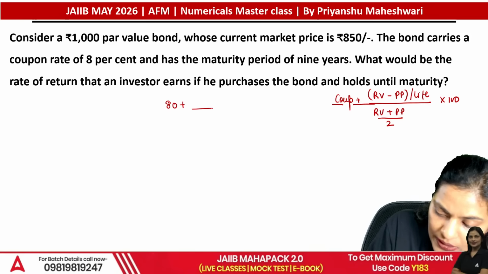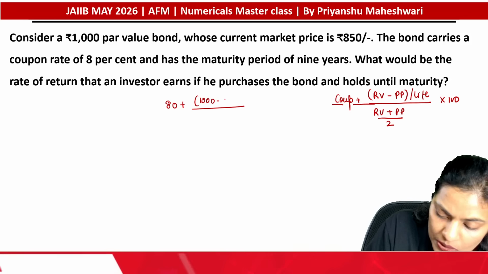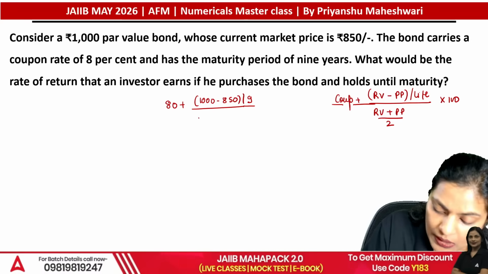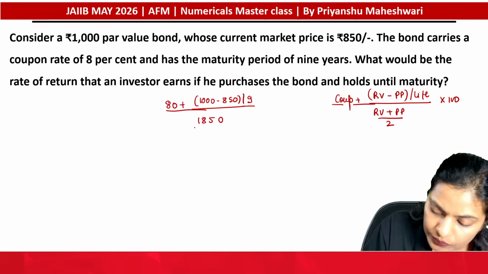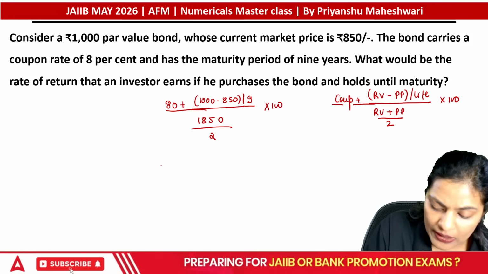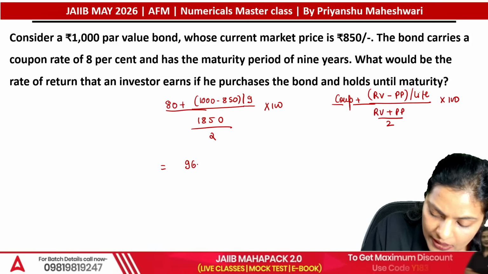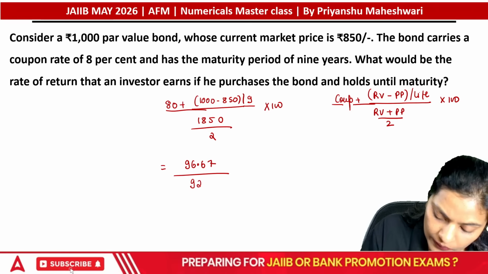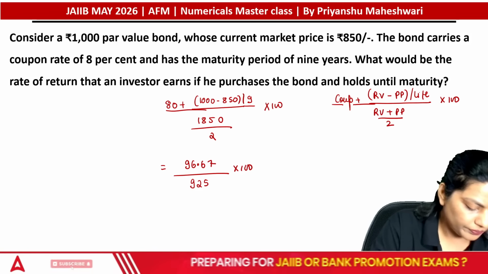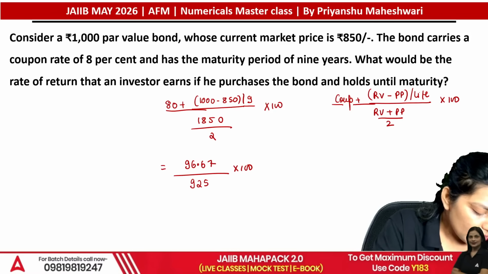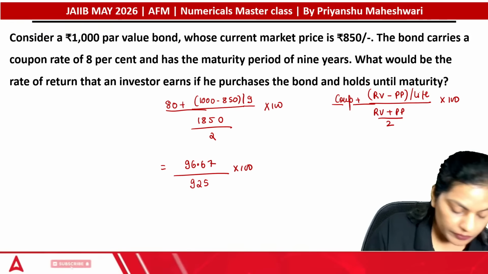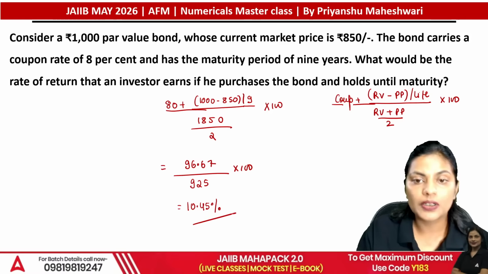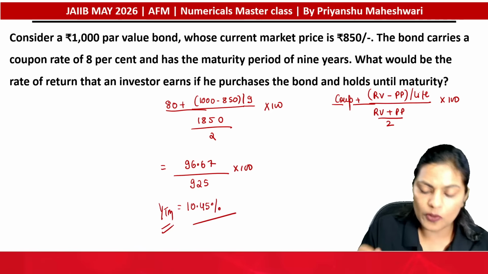Now, what is the other difference that I am earning? I am also able to capture this difference over 9 years, and the average of the price, because there are two values. I cannot take any one value. So, 96.67. Very good. Upon 1850 will be 925 into 100. So 96.67 divided by 925 will give you approximately 10.45%. Correct? So, the YTM is 10.45%.